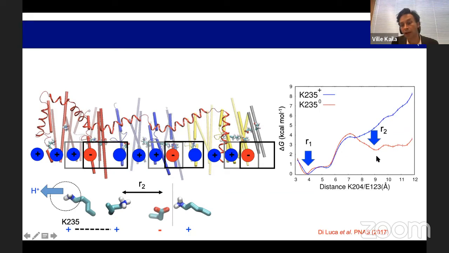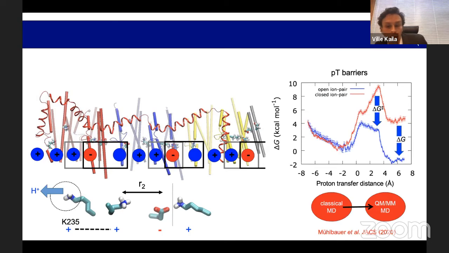And this you can see quite nicely in free energy profiles, in classical free energy profiles. But this also affects very strongly the proton transfer energetics itself. So you can see that when the ion pair is open, you have quite high barriers and endergonic proton transfer processes.